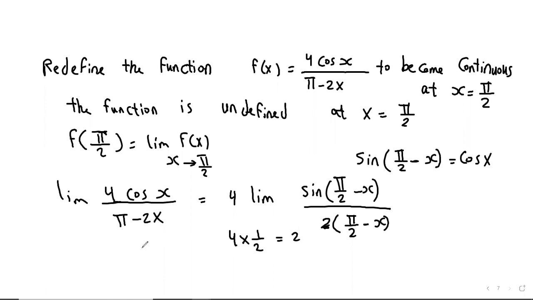So we are going to redefine the function as f of x equals what? Equals 4 cosine x over pi minus 2x when x is not equal to pi over 2. And you write the value of the limit here, which is 2, when x equals pi over 2. That's it.